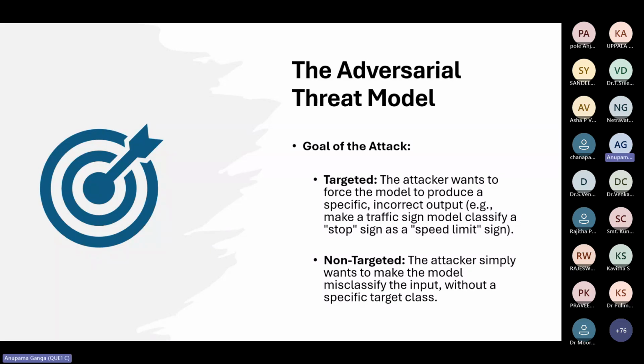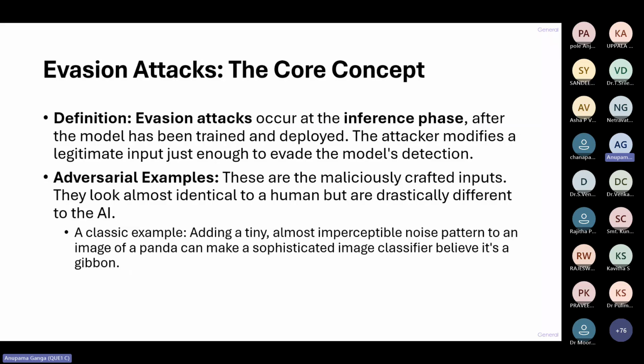And next we have evasion attacks. Evasion attacks are the attacks that occur at the inference phase. When we say inference phase, that is the phase when the model has just been trained and deployed. The attacker modifies the input just enough to evade the model's detection, which means he will just give a slight change in the input.